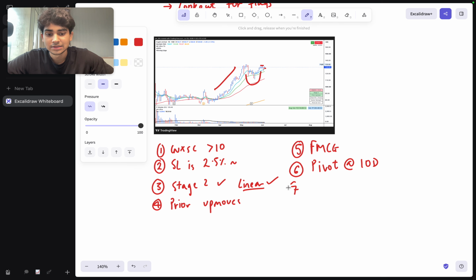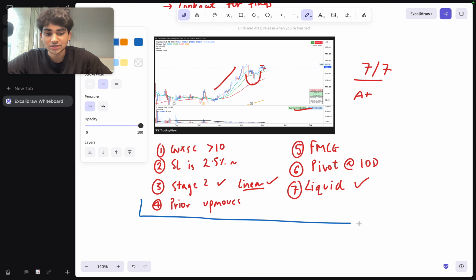And lastly, the liquidity of the stock, fantastic. Liquid name. Lovely. So all of my 7 entry points are ticked, which makes this a 7 out of 7 A plus entry point. Easy, right? This right here is the gold standard for anyone wanting to swing trade.